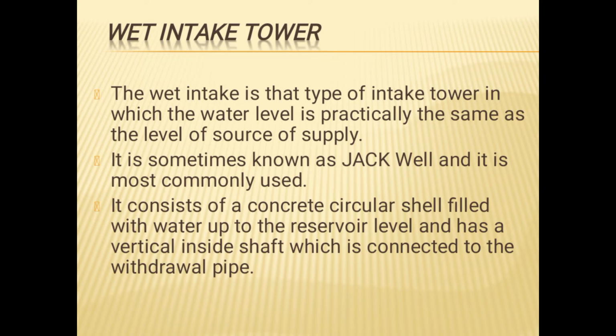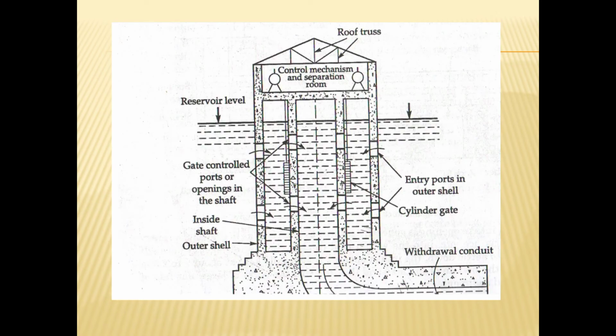It consists of a concrete circular shell filled with water up to the reservoir level and has a vertical inside shaft which is connected to the withdrawal pipe. This is a wet intake tower. Here the entry ports are provided along the two sides. Entry ports are provided on the inside of the intake structure. Gate-controlled ports or openings in the shaft are provided. The gate is operated with the help of manual levers.